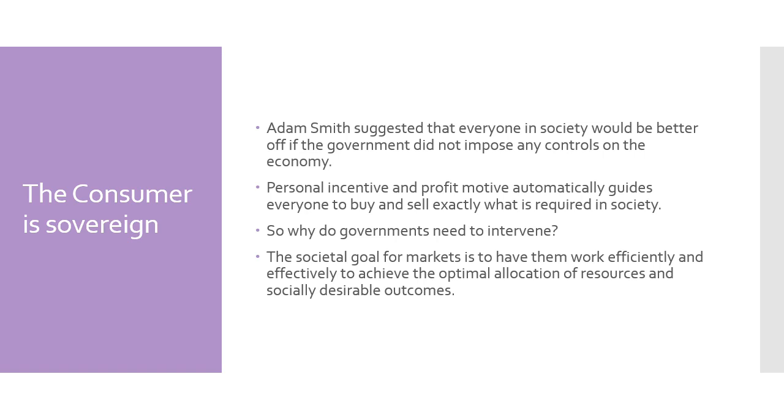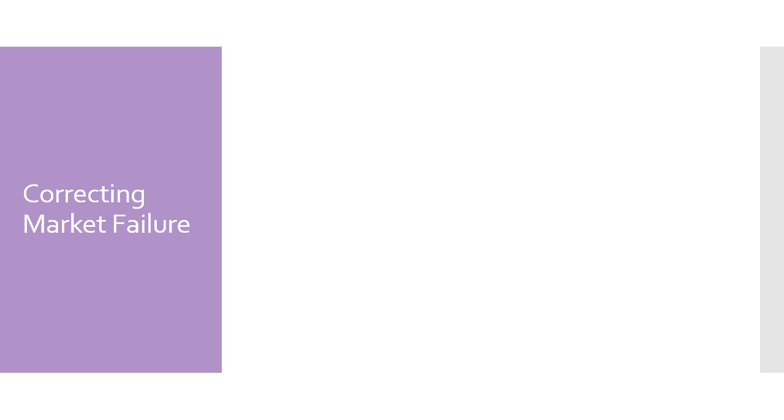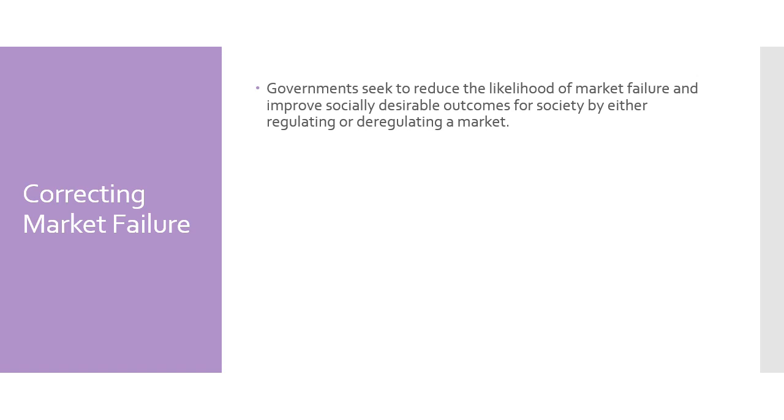We've been looking at all these ways markets fail, and how we can achieve the optimal allocation of resources. We've looked at lots and lots of ways markets fail, 21 of them to be exact. So how do we correct market failure when there are so many different types? Governments try to do this by reducing the likelihood of markets failing. What they try to do is improve the socially desirable outcomes for everyone. And they either do this by regulating a market or deregulating a market. Regulating a market is putting controls in place, deregulating a market is taking those controls away.